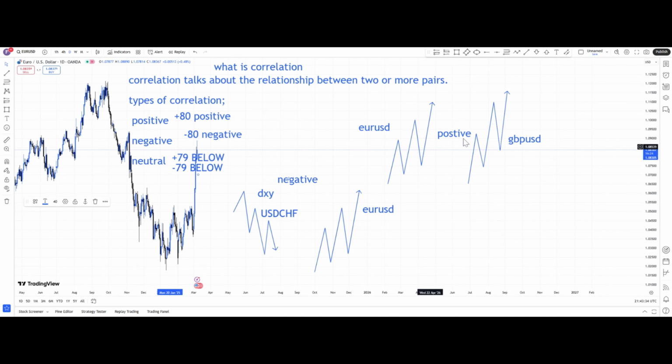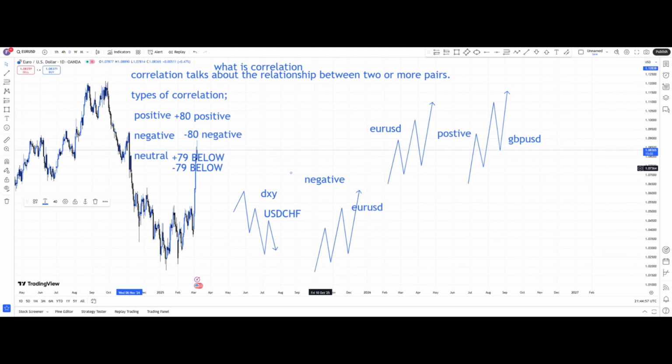So the first example here is a positive correlation. We have the Euro USD and we have the GBP USD. So if Euro USD is going up, GBP USD has an 80% chance of going upward. Now the negative correlation is when we have pairs moving against each other. So they are moving in opposite directions. For example, we have the Euro USD and we have the DXY, or you can also make use of USD CHF and Euro USD. Now, these two assets are moving against each other, the USD CHF and the Euro USD.